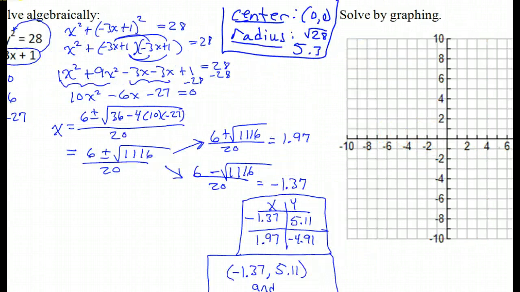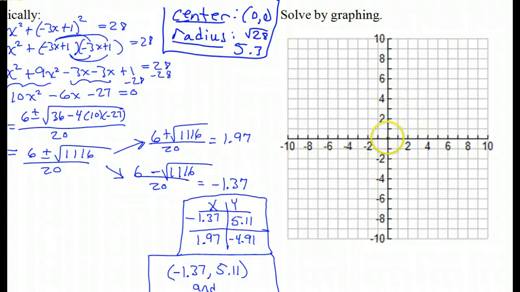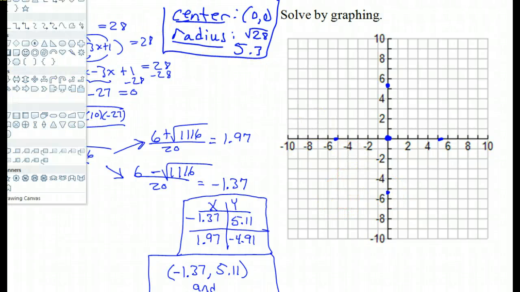So let's graph based on that. 0, 0 is our center, and we'll go a little bit more than 5 in all directions. Here's 5, so 5.3 might be about here. There's 5, so 5.3 would be somewhere around there. Okay, and let's draw our circle.